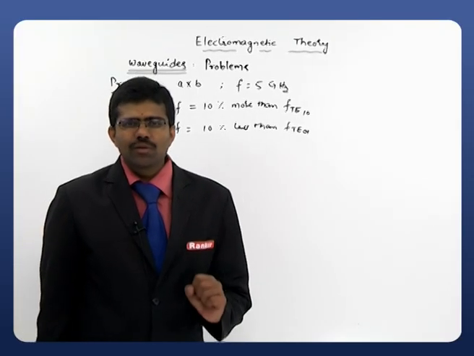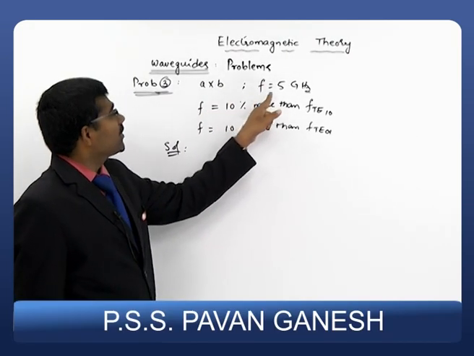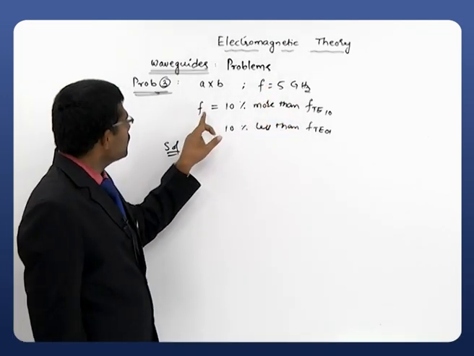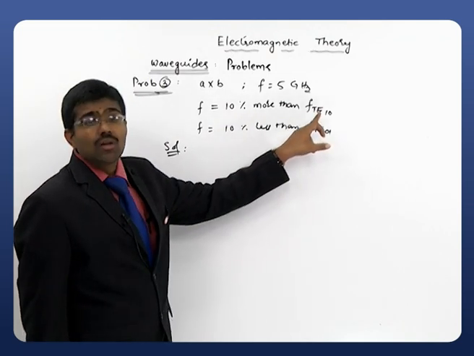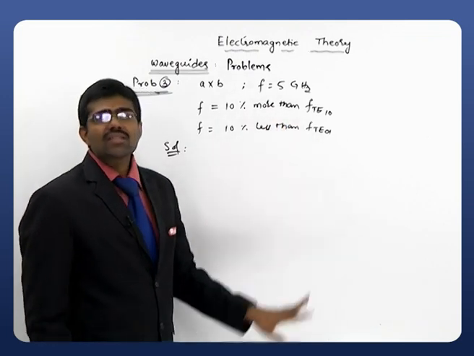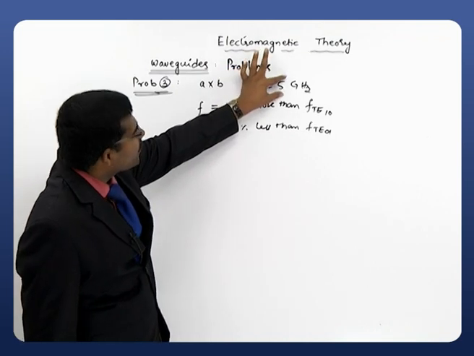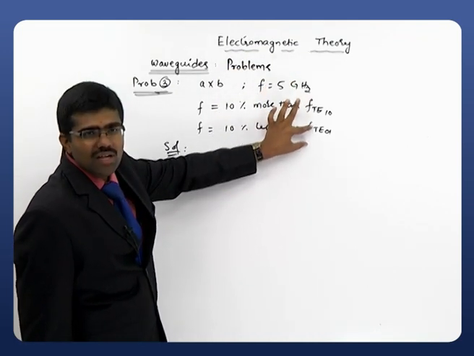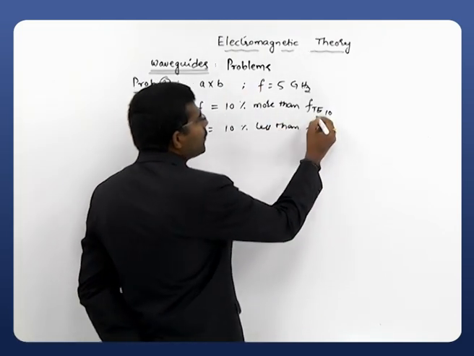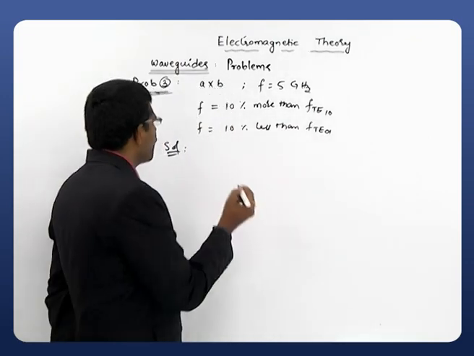Now clearly observe what is the data given to us. Here a by b is a rectangular waveguide that is operating at a frequency of 5 GHz. This is the operation frequency. And it is mentioned that the operation frequency is 10% more than the dominant mode cutoff frequency, and it is 10% less than the next higher order cutoff frequency. So what we are supposed to do is compare this 5 GHz with its dominant mode cutoff frequency and next higher order mode cutoff frequency. So for this, we require the cutoff frequency of TE10 mode and the cutoff frequency of TE01 mode. Now what is the basic formula for cutoff frequency?